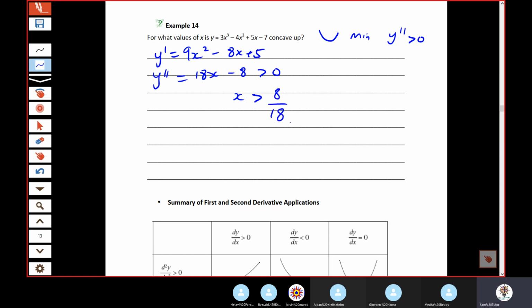Or too fast? Do it slower. 18x minus 8 greater than 0, plus the 8, divided by 18, which becomes 4 over 9.